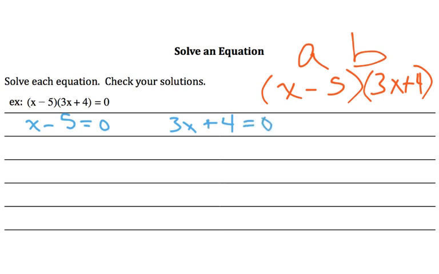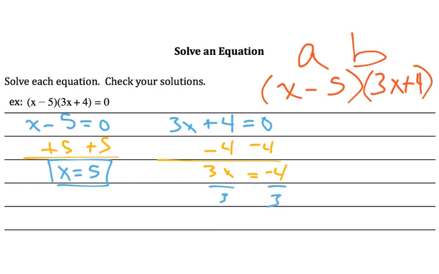Now you're just solving equations. We're going to add 5 to both sides, which is going to result in x being 5. I like to box them. Over here, I'm going to subtract 4 from both sides, leaving me with 3x is negative 4, and dividing both sides by 3 gives me x is negative 4/3. And I don't bother turning that into a decimal.